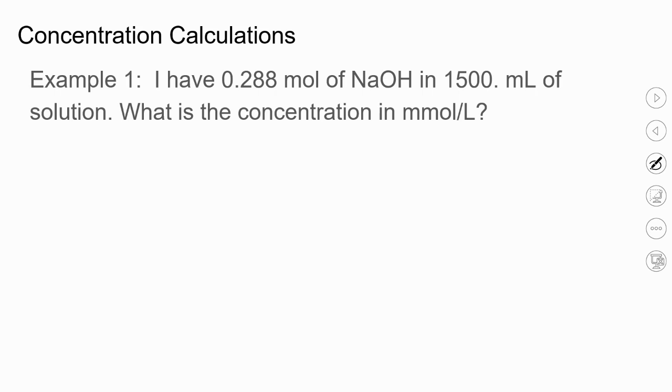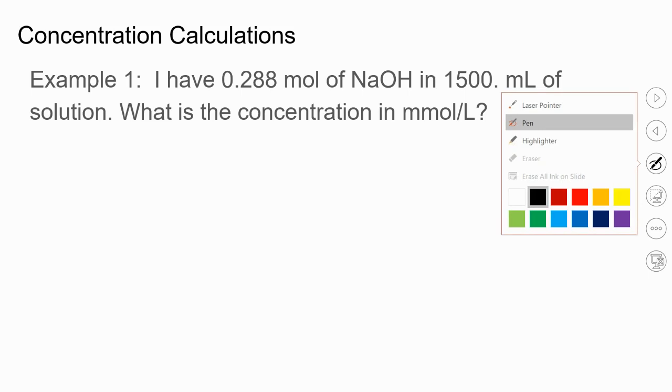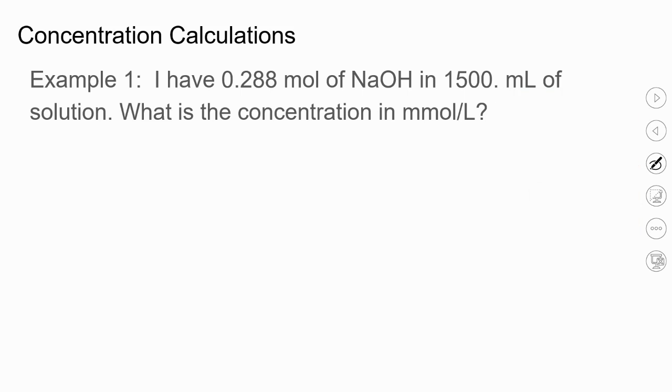So this one says I have 0.288 moles of sodium hydroxide in 1,500 milliliters of solution. What is the concentration in millimoles per liter? My pen is on, good. So this is telling me the equation that I need to use. I need to find millimoles, and I need to divide by liters, okay?